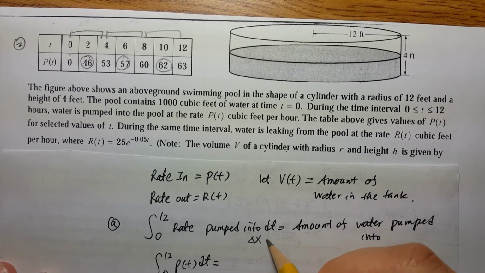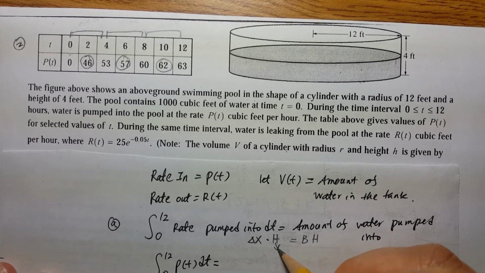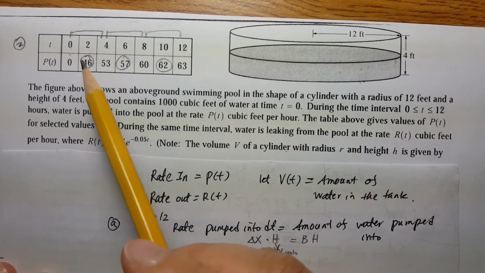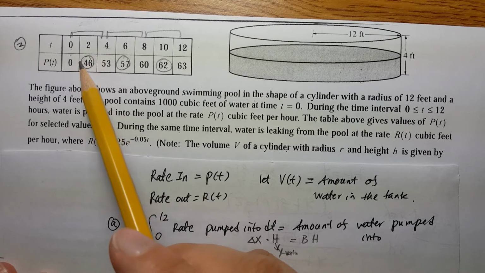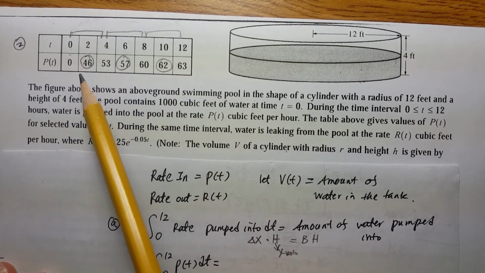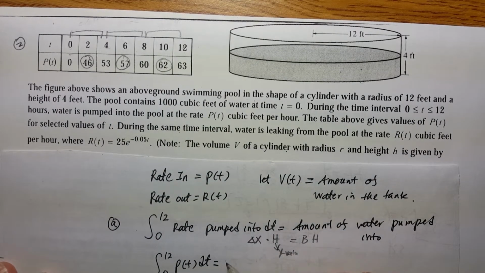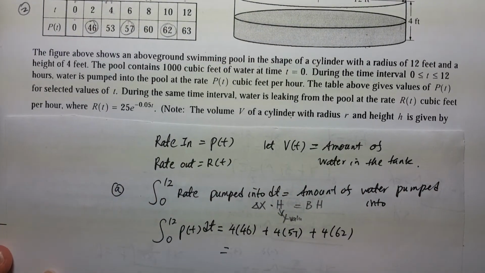So delta x times the height, because it's base times height, and the height is going to be the y values. The y value is the one in the middle. The middle of 0 to 4 is 46, 4 to 8 is 57, and 8 to 12 is 62. So now we are going to do 4 times 46 plus 4 times 57 plus 4 times 62. Then we use our calculator and we get 660 cubic feet.